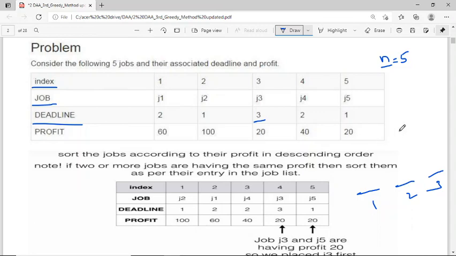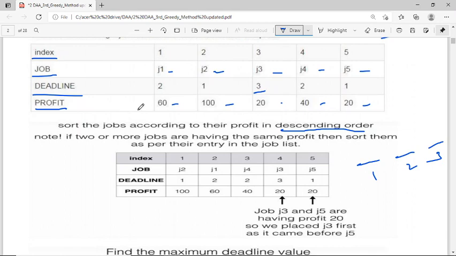Now let's solve the given problem. What is the profit? Job 1 profit is 60, job 2 profit is 100, job 3 profit is 20, job 4 profit is 40, job 5 profit is 20. Your first step is to arrange the table from highest to lowest, that is descending order based on the profit. Because what is our main objective? To earn the maximum profit. So whatever has the maximum profit should become first.